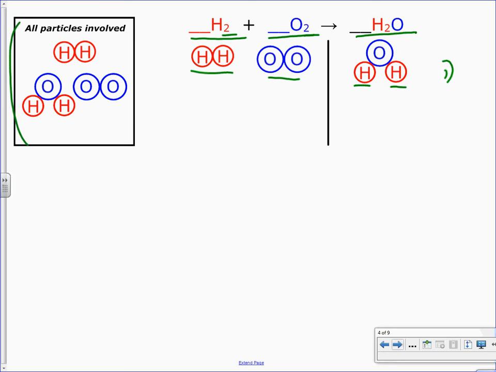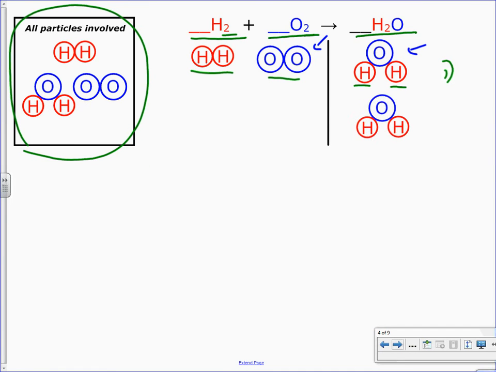So we have this box on the side, which is our bank of all of the particles involved. And the way we're going to balance this is by looking at these particles and adding more of these. So an obvious thing to do here, you only have 1 oxygen, and it needs to be 2 oxygen. So we're going to start out by adding in another H2O. And we look, and we now have 2 oxygens and 2 oxygens. So the oxygens, they're balanced.